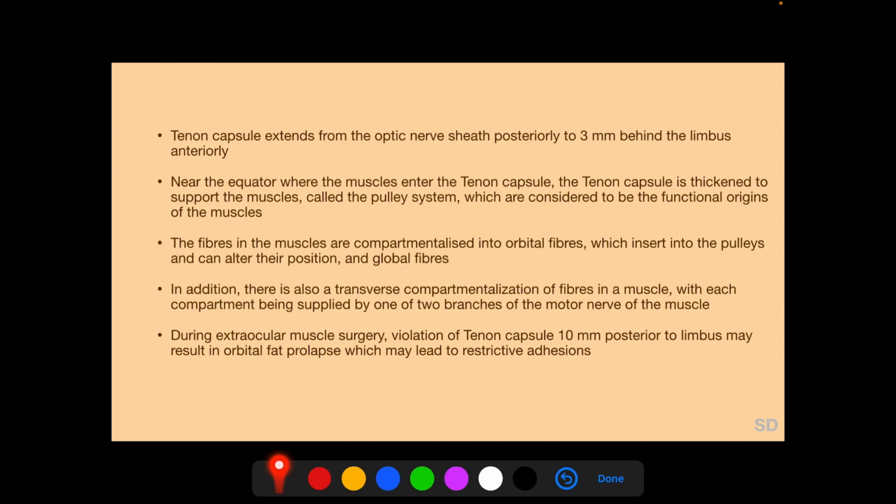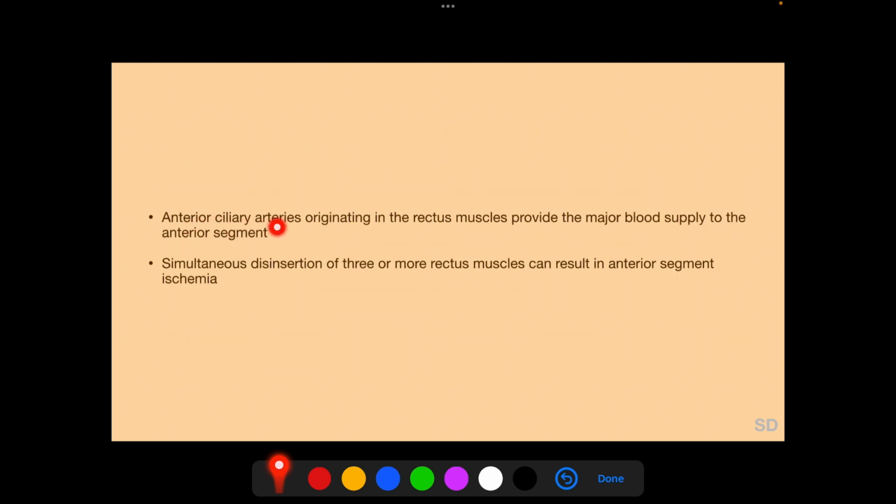In addition, there is also a transverse compartmentalization of fibers in a muscle, with each compartment being supplied by one of two branches of the motor nerve of that muscle. During extraocular muscle surgery, violation of Tenon's capsule 10 mm posterior to the limbus may result in orbital fat prolapse, which may lead to restrictive adhesions. Anterior ciliary arteries originating in the rectus muscles provide the major blood supply to the anterior segment, so simultaneous disinsertion of 3 or more rectus muscles can result in anterior segment ischemia.